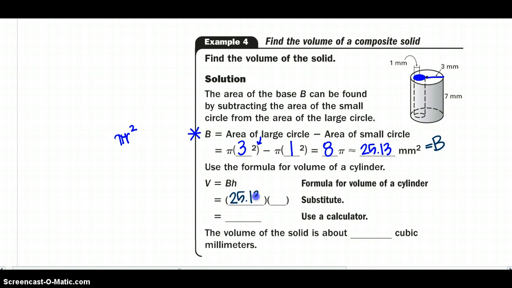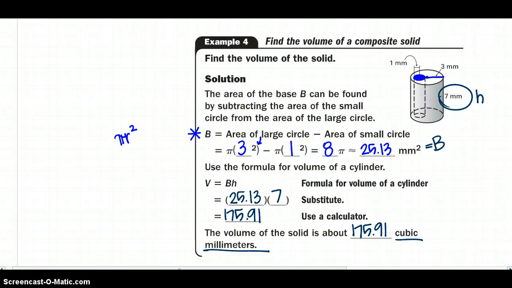So 25.13 times our height, so from base to base will be our height, and we get 175.91. And remember, it's cubic millimeters, so we have to make sure we are labeling correctly. Cubic millimeters. All right. So that will do it for this lesson.